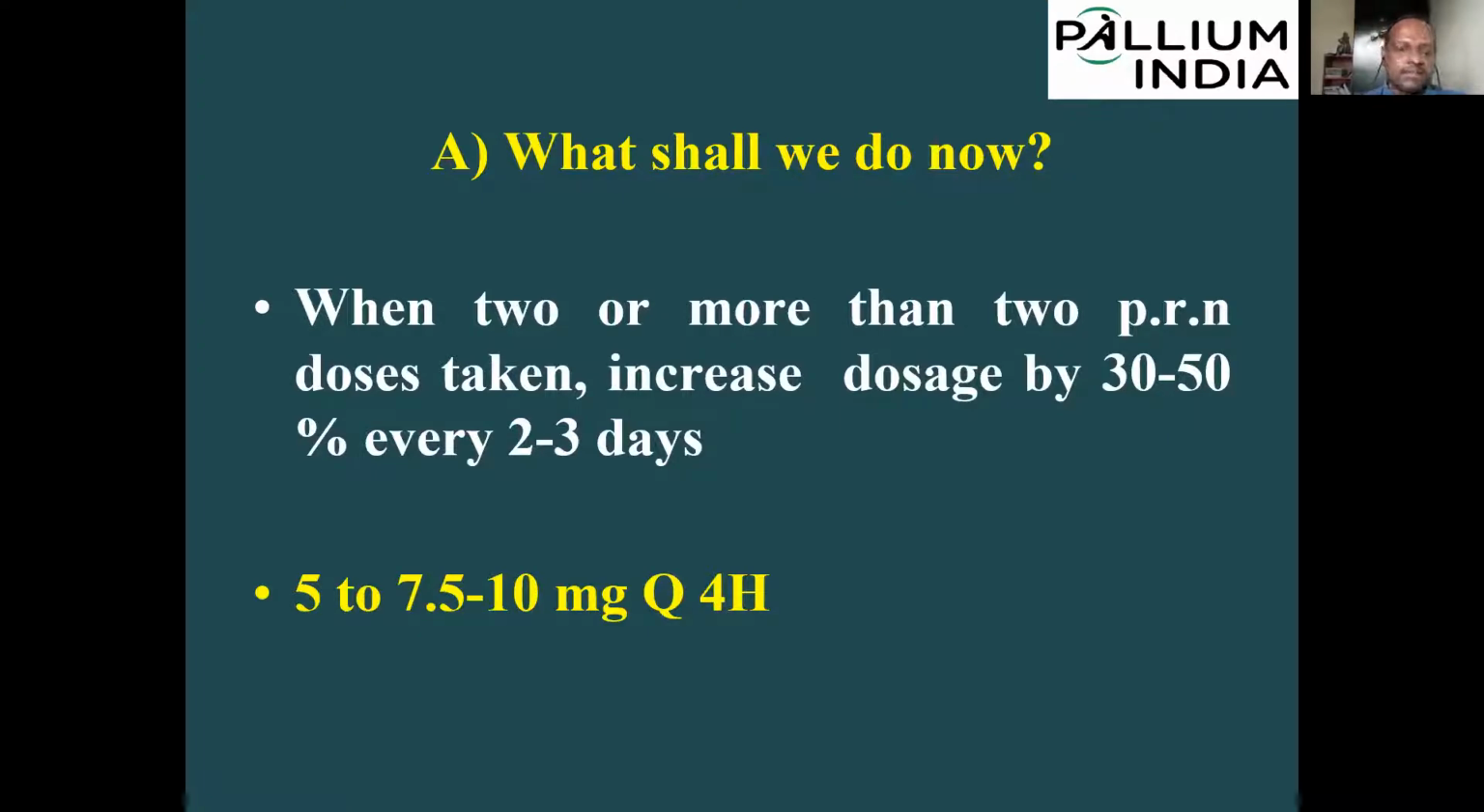So what should be the increase? If you increase 30% of 5 milligram, that will be only 1.5. So 5 plus 1.5, 6.5 milligram, which is practically not feasible. So you can have a 50% increase. 50% of 5 milligram is 2.5. So 5 plus 2.5 is 7.5 milligram. So you can give 7.5 milligram every 4 hourly, or even you can have an increase of 100%, because some people find it very difficult to take 7.5 milligram because you have to break the tablet into four pieces. So that's very difficult. So 7.5 to 10 milligram should be okay.